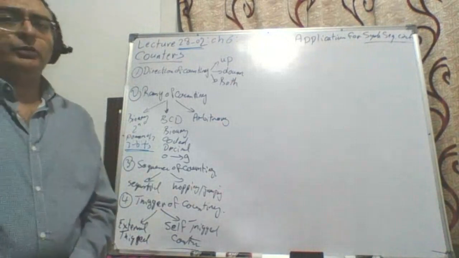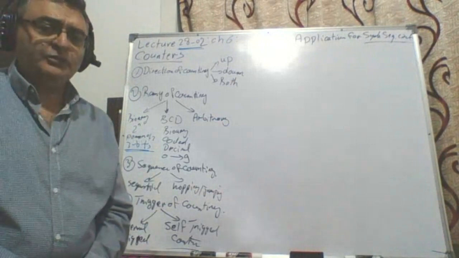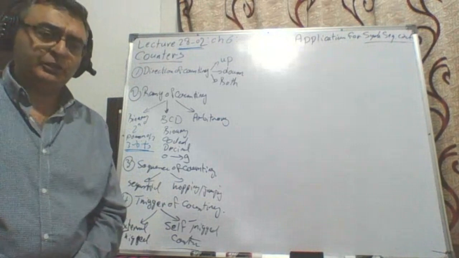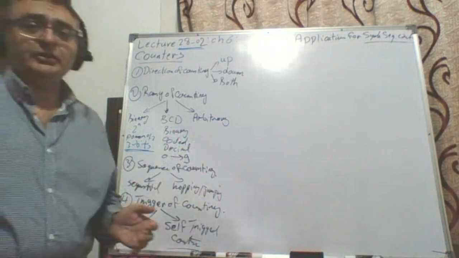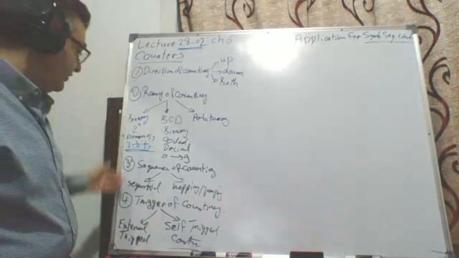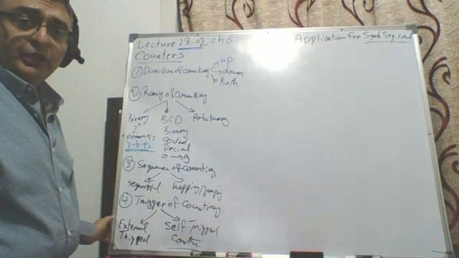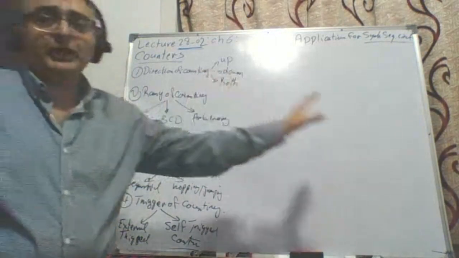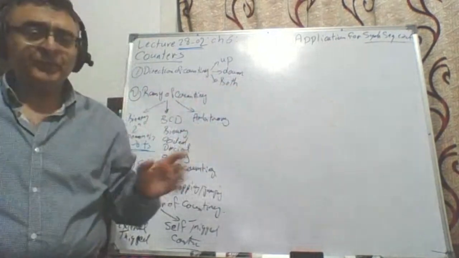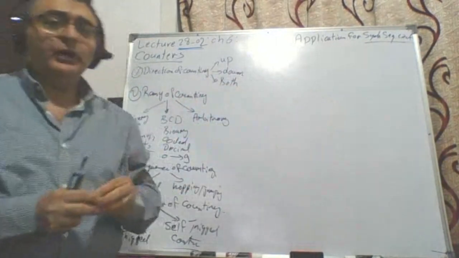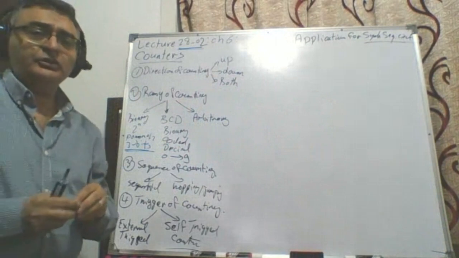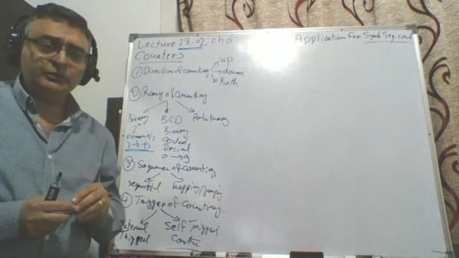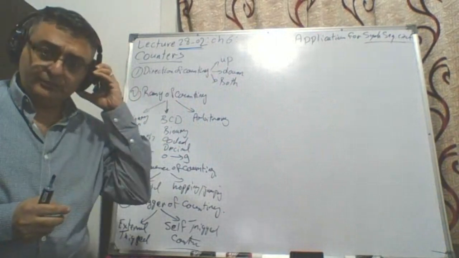We continue with the counters. In the first part of this lecture, we discussed the 4 characteristics of the counter. If you have the answer to those questions, then the design of the counter will be a piece of cake. Now let's design a full counter, from A to Z.